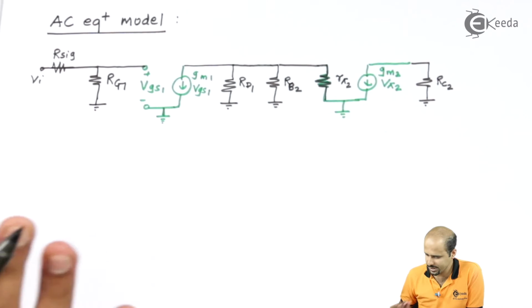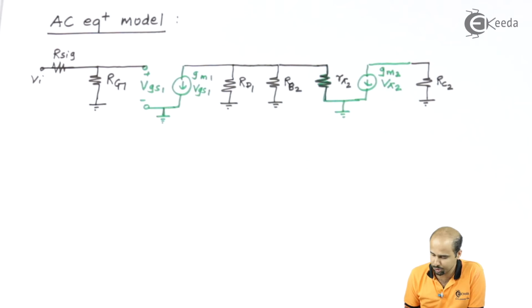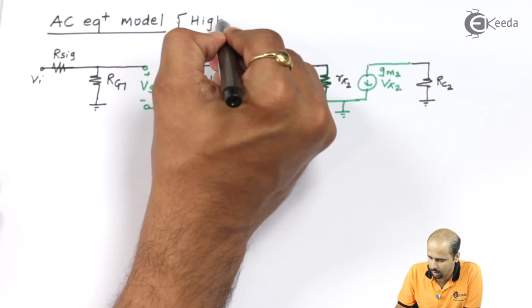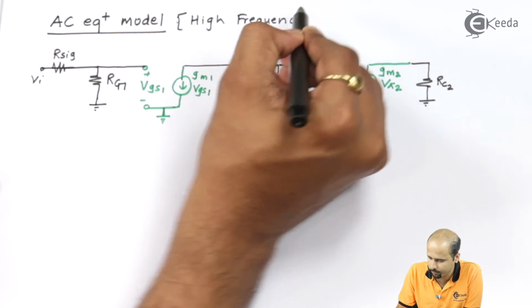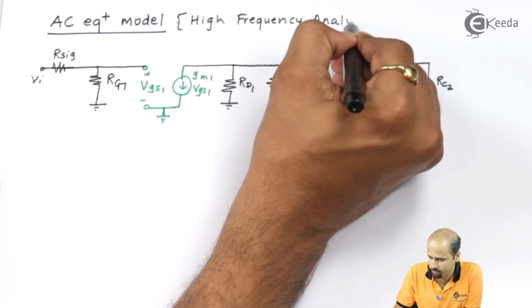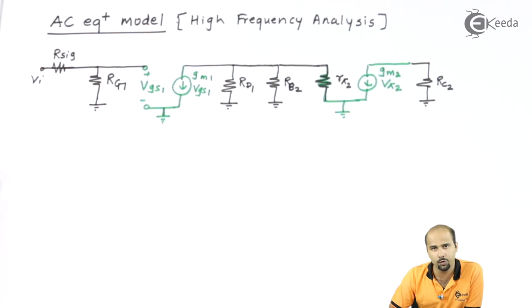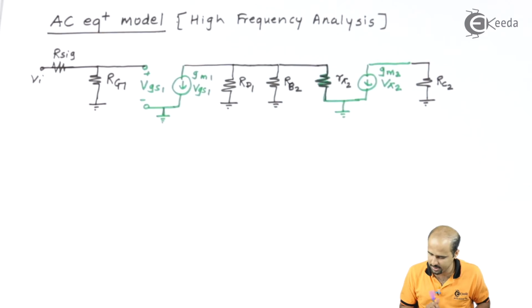Okay, so this is particularly the AC equivalent model without any capacitances. Now we have to deal with this particular AC equivalent model, especially for high frequency analysis. So for high frequency analysis, we will just place a few capacitances that are nothing but the intrinsic capacitances. So we'll try to place these intrinsic capacitances.